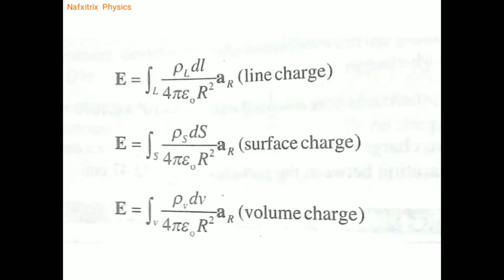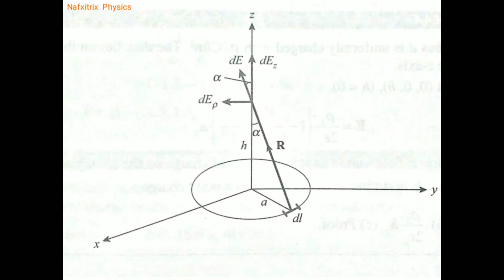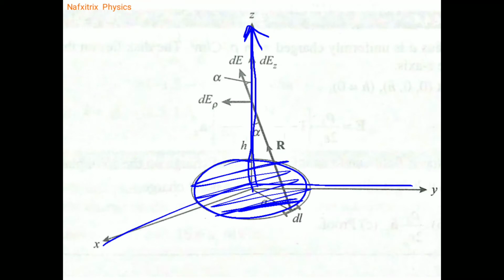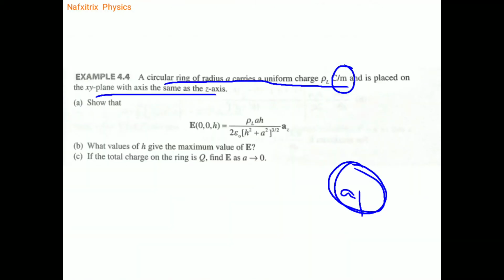So the best diagram is this. Here you can see this is the x axis, this is the y axis. The ring is lying in this xy plane, and this is the z axis perpendicular to it. So its axis is in the direction of z. This is the actual arrangement.